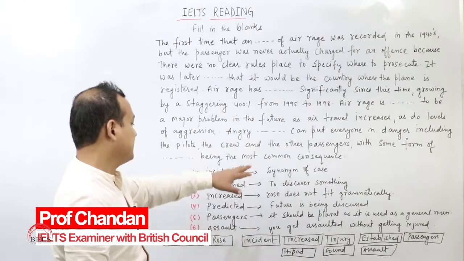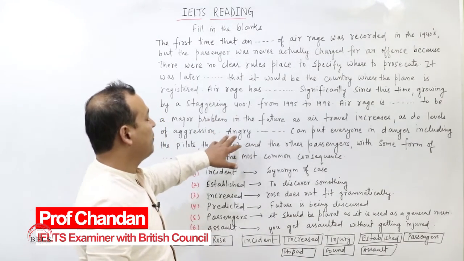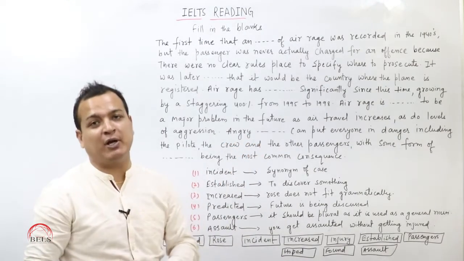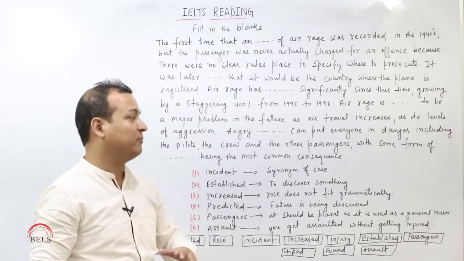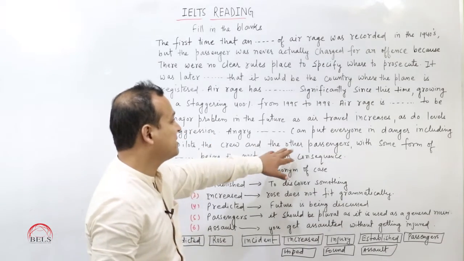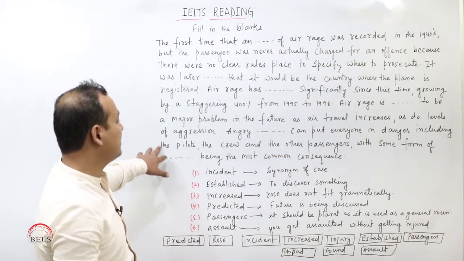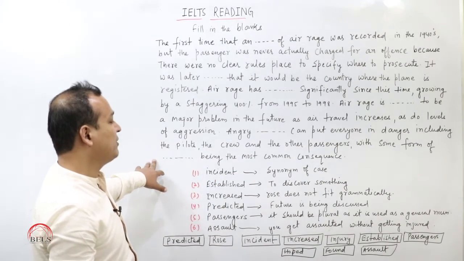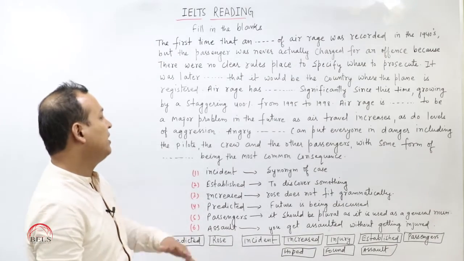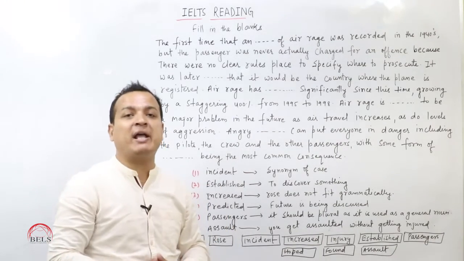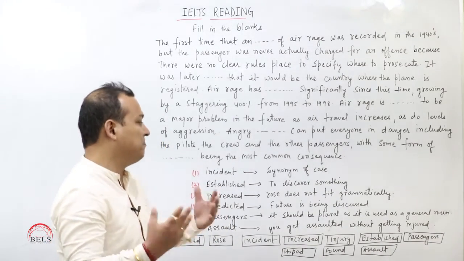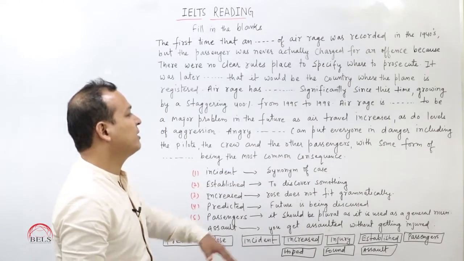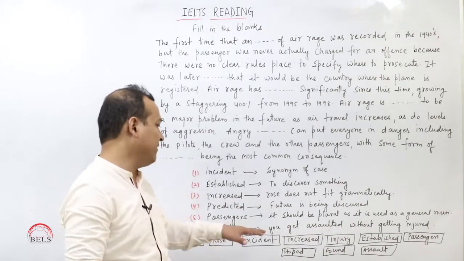Next word, angry passengers. Right, we have written passengers because it should be plural. If you use it as singular, you have to use an article before it. So that's the reason we have used angry passengers can put everyone in danger, including the pilots, the crew, and the other passengers, with some form of. Finally, assault. We have used assault because without injury you cannot get assaulted. Assault is being the most common consequence. That was the consequence of that. That's the reason we have used the word assault.